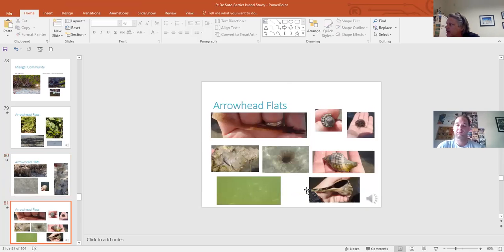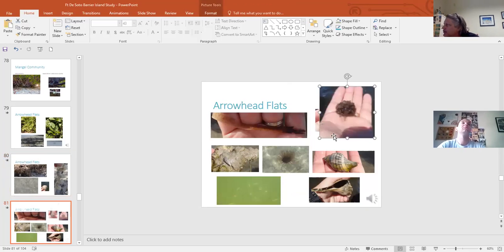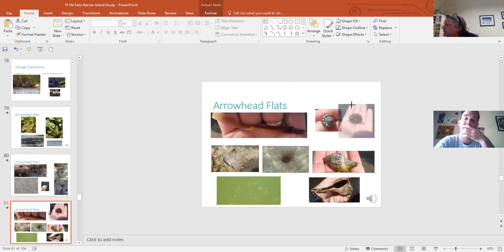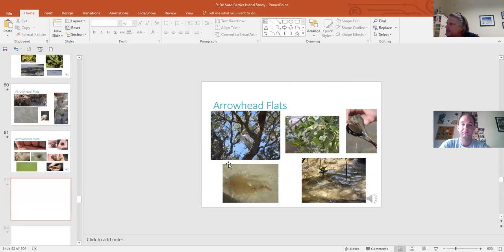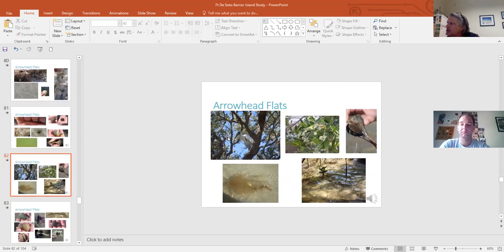all the different seagrasses washed around. This is a sea slug, crown conch, banded tulip, lightning whelk, little shoal of fish. Here's anemones and augurs. In the trees, you have a variety of birds. Wood stork's one of them.